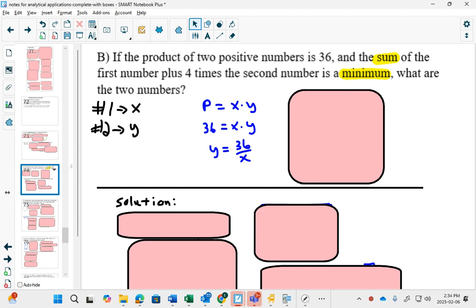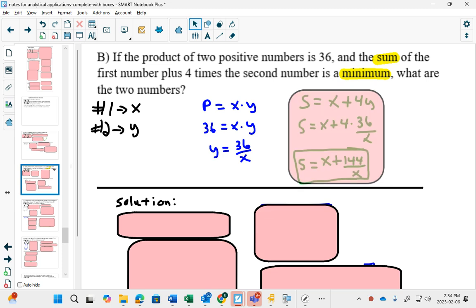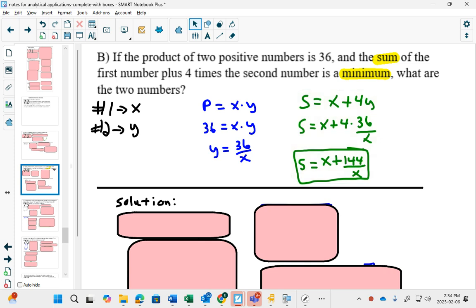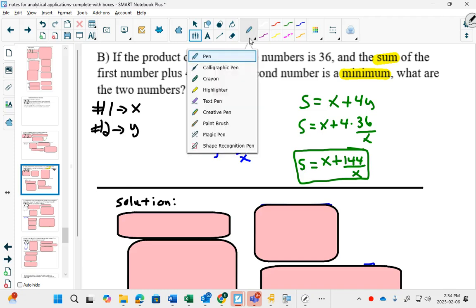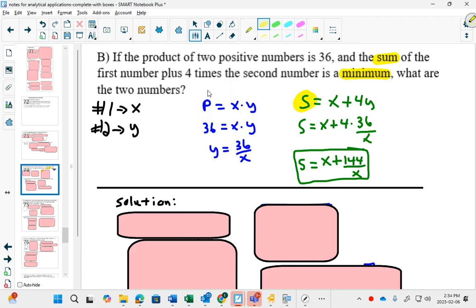I want to optimize my sum, and I know from the question that the sum of the first number plus 4 times the second number is a minimum. So here, highlighter-wise, that's what I want to optimize. I want that to be a minimum.